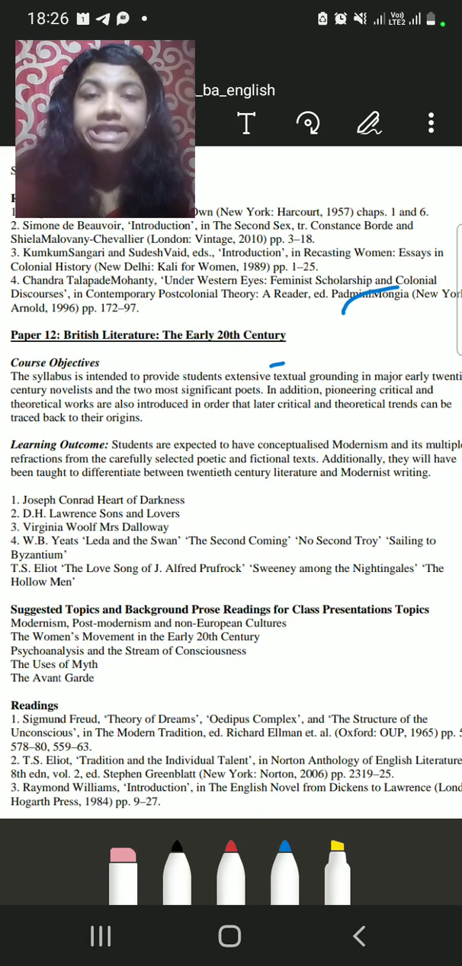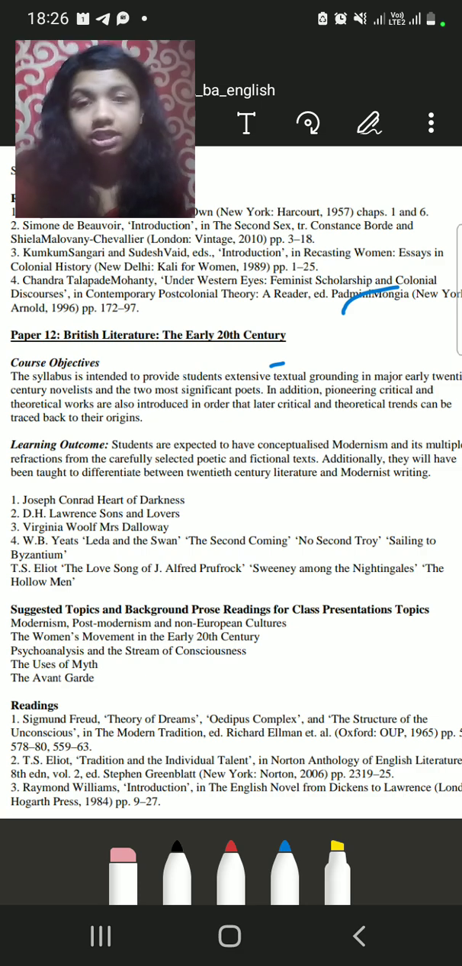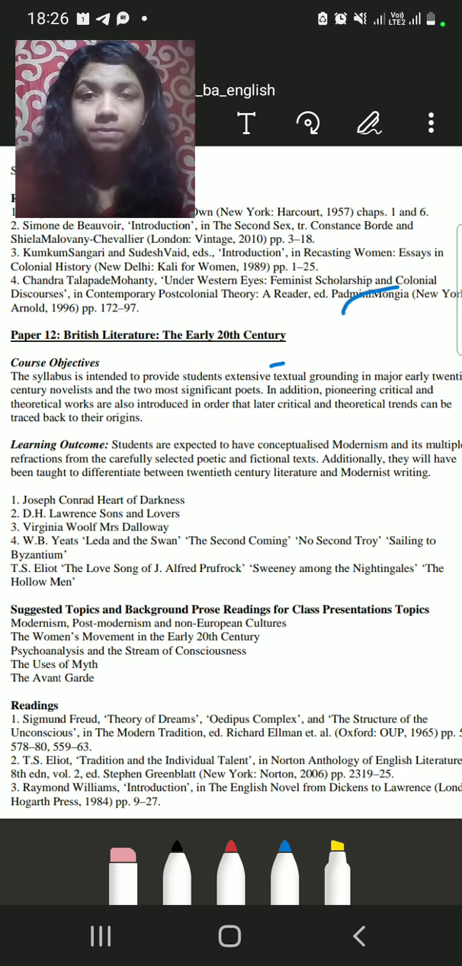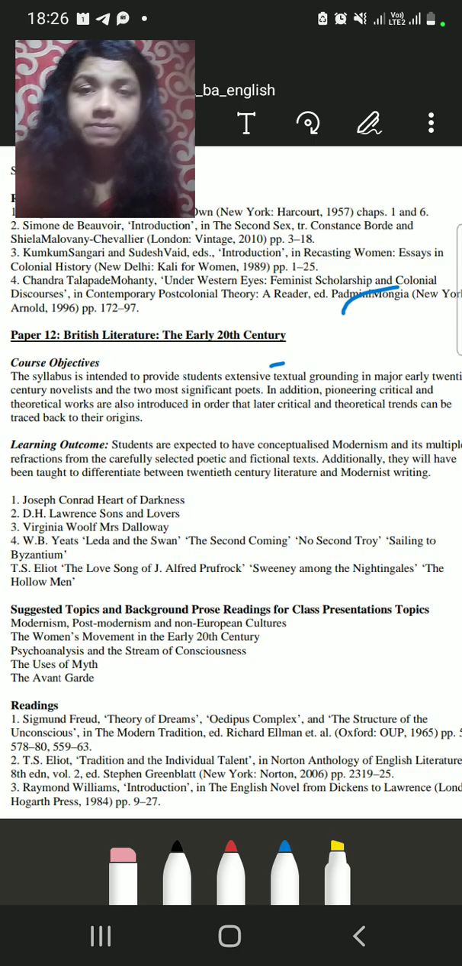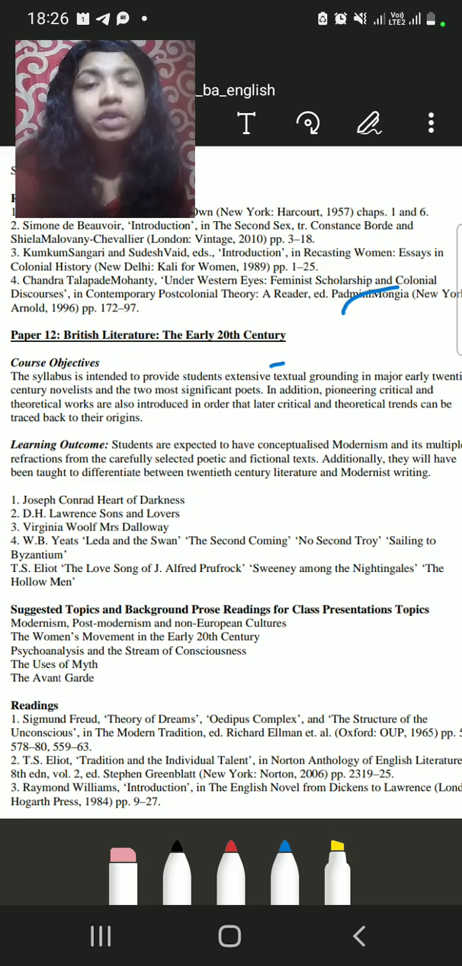Paper 12, British Literature, Early 20th Century. So it's a part of Visva-Bharati University UG English syllabus. We have already covered till paper 11. Today we'll be dealing with paper 12. Okay. So I think you have read the heading with me. It says British Literature, Early 20th Century.